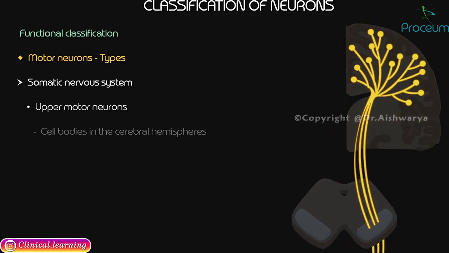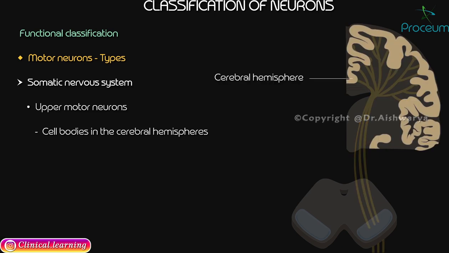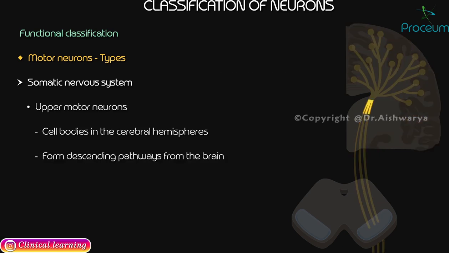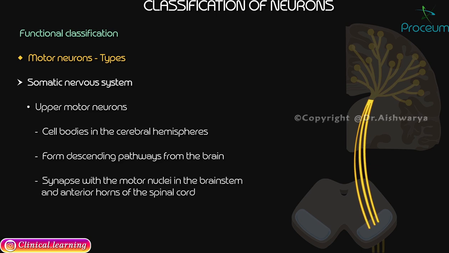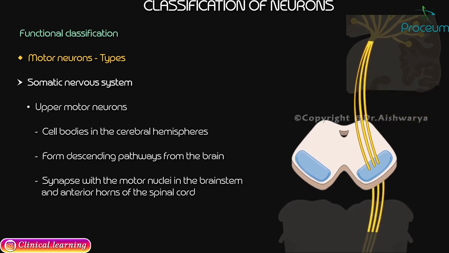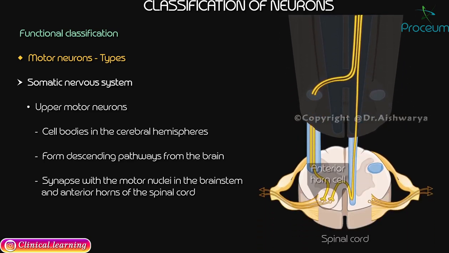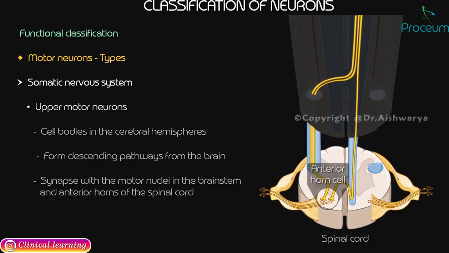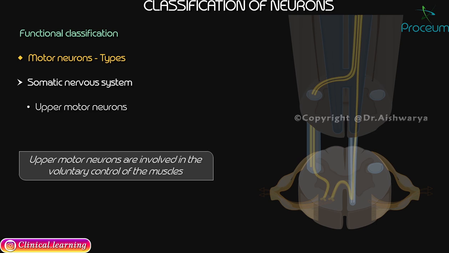These neurons have their cell bodies in the cerebral hemispheres. They form the descending pathways of the brain, and they form synapses with the motor neurons of the cranial nerve nuclei in the brainstem as well as motor neurons of the spinal nerves in the anterior horns of the spinal cord. The upper motor neurons are involved in the voluntary control of the muscles.